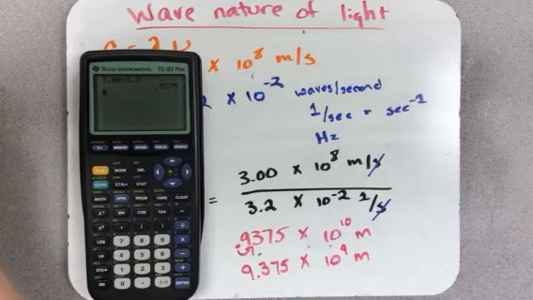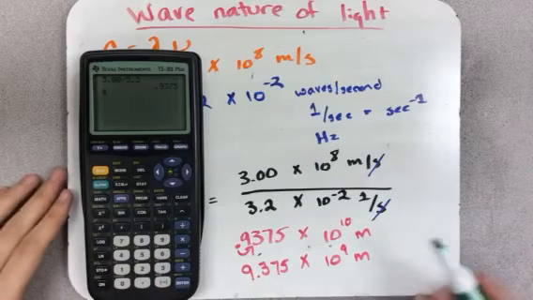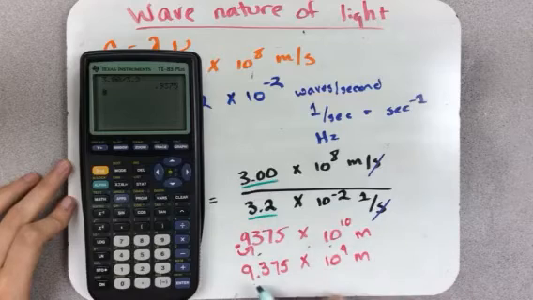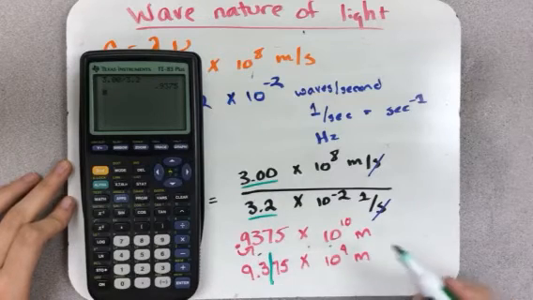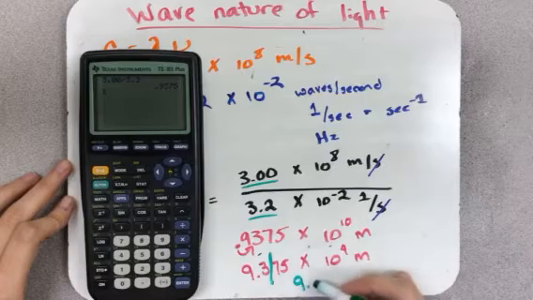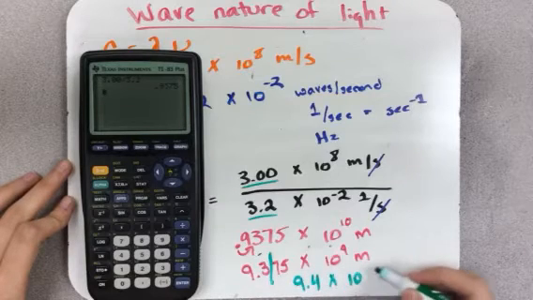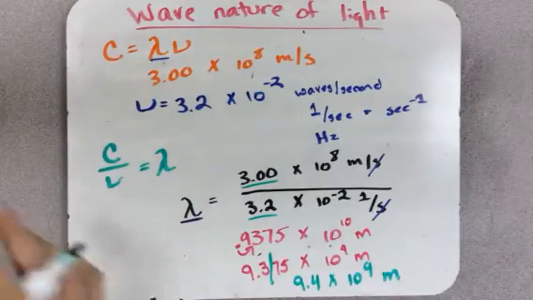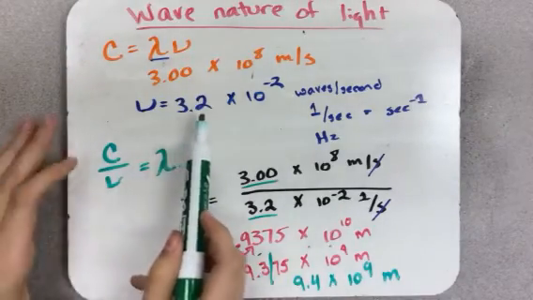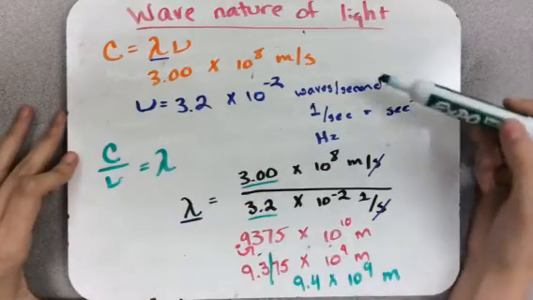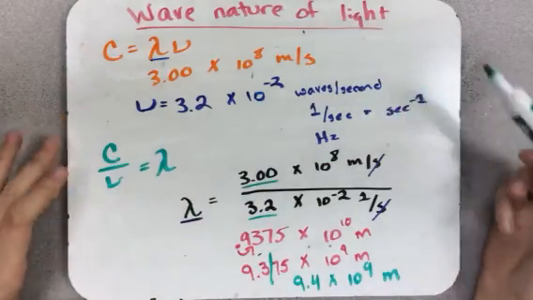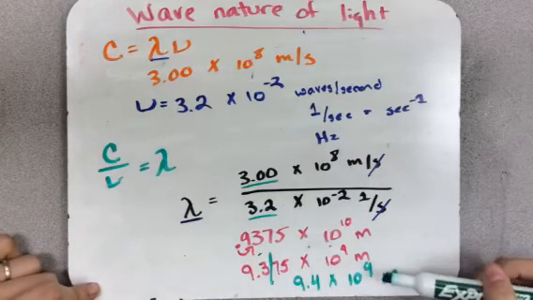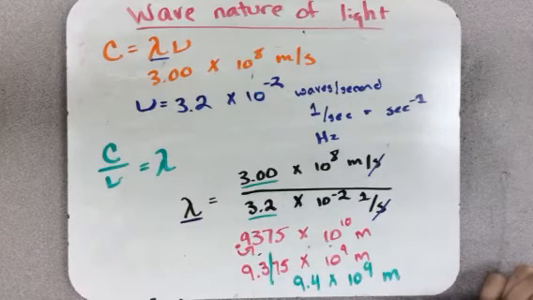We're still not quite done because remember, we will always be looking at sig figs. And here we have 3 sig figs and here we have 2. So we need to round this to 2 sig figs, in which case we get 9.4 times 10 to the 9th meters. So radiation that has a frequency of 3.2 times 10 to the negative 2 waves per second, or hertz, is going to have a wavelength of 9.4 times 10 to the 9th meters.